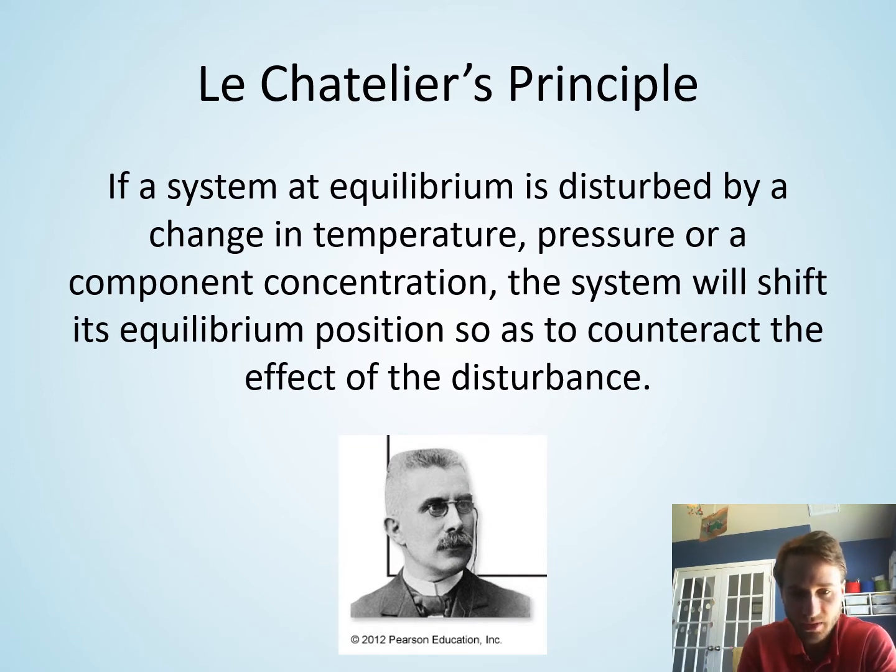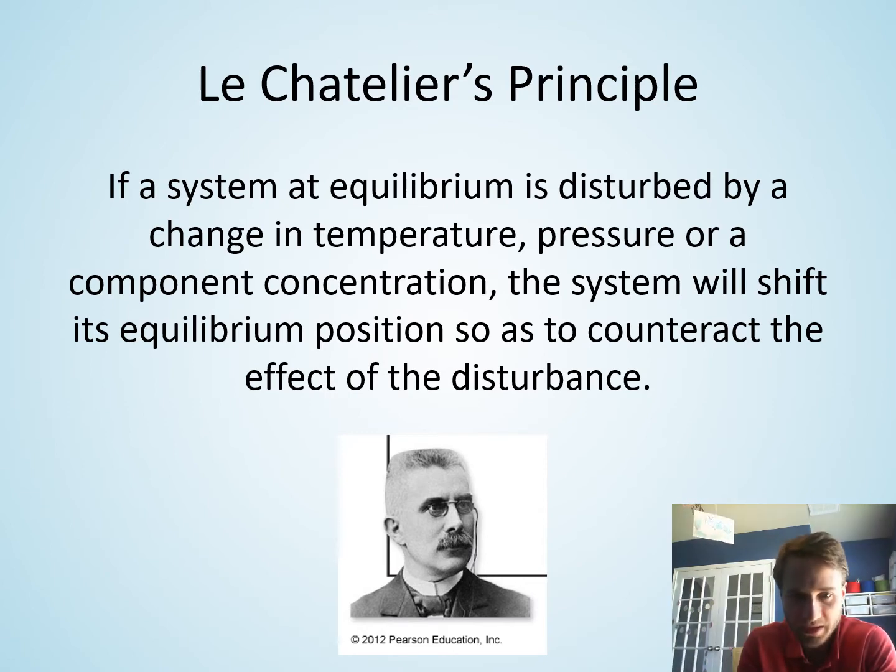Basically, it states that if a system at equilibrium is disturbed by some change in temperature, pressure, or concentration, if you change how much products or reactants you have, that system will shift its equilibrium position to counteract the effect of that disturbance. And what it means by shifting the equilibrium position is that it's going to form more products or form more reactants to counter this disturbance.